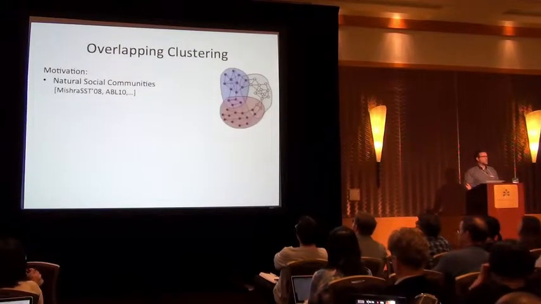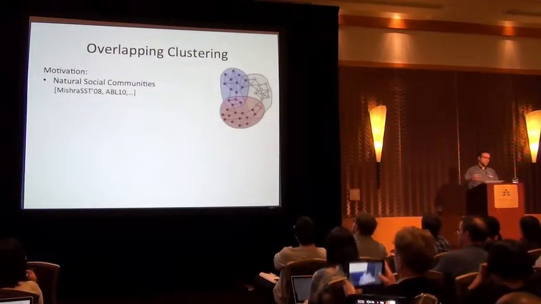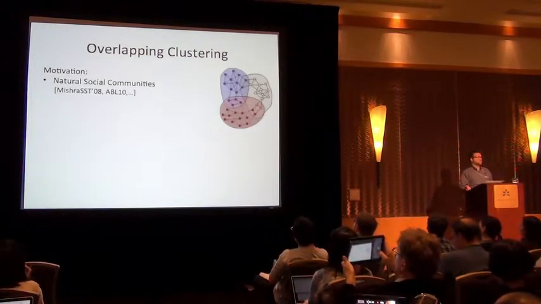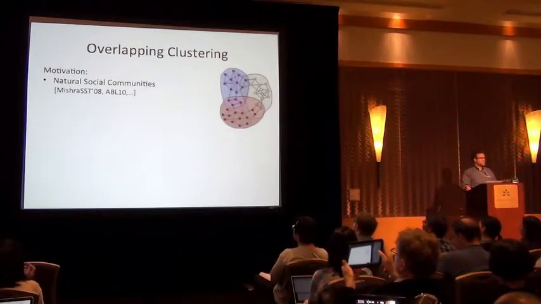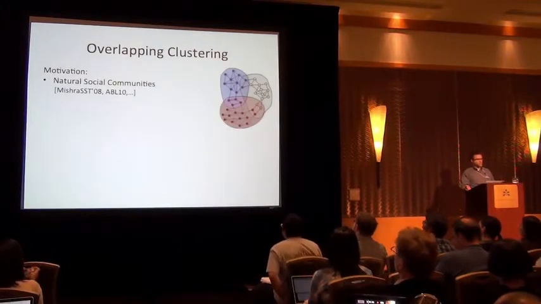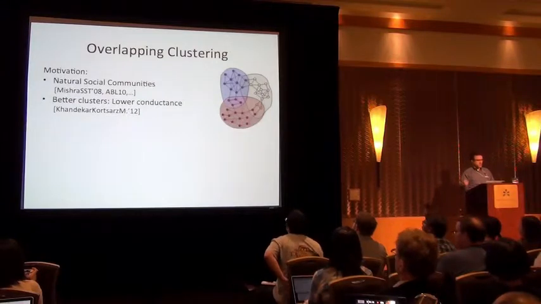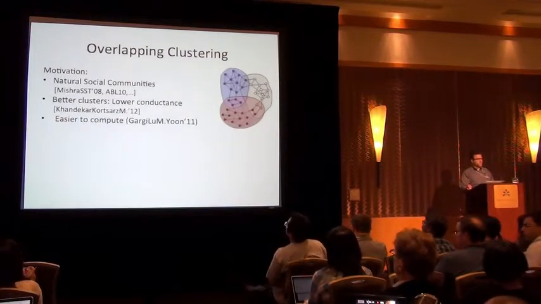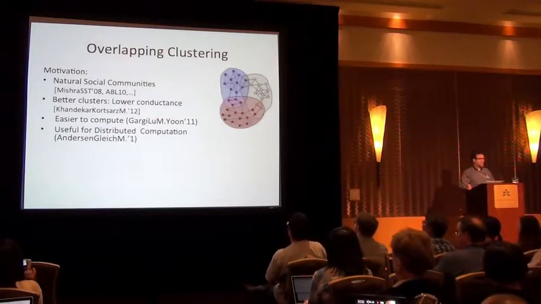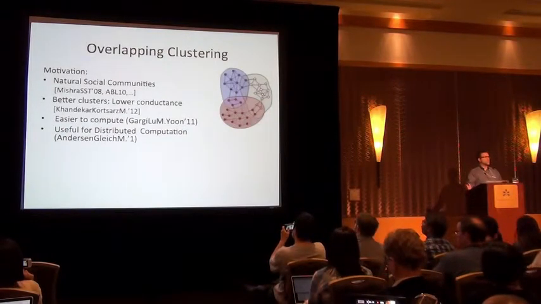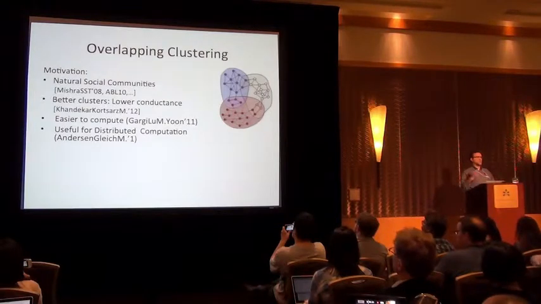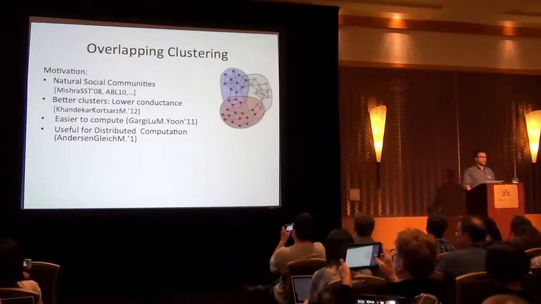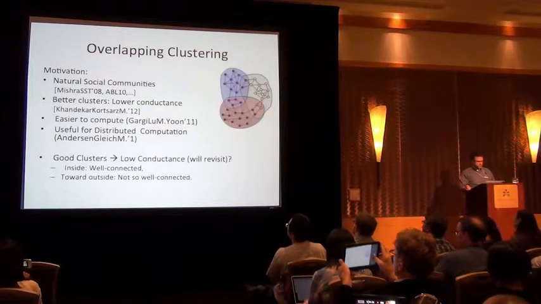The problem I'm trying to solve is not only finding one cluster. I want to find overlapping clusters in the whole graph. The motivation behind overlapping clusters is known to all of us. Natural social communities have this property. You can find better clusters using overlapping clustering compared to partitioning. They're easier to compute, and they can be used to accelerate distributed computation. If you store your graph on several machines, overlapping clustering may help you with communication cost.